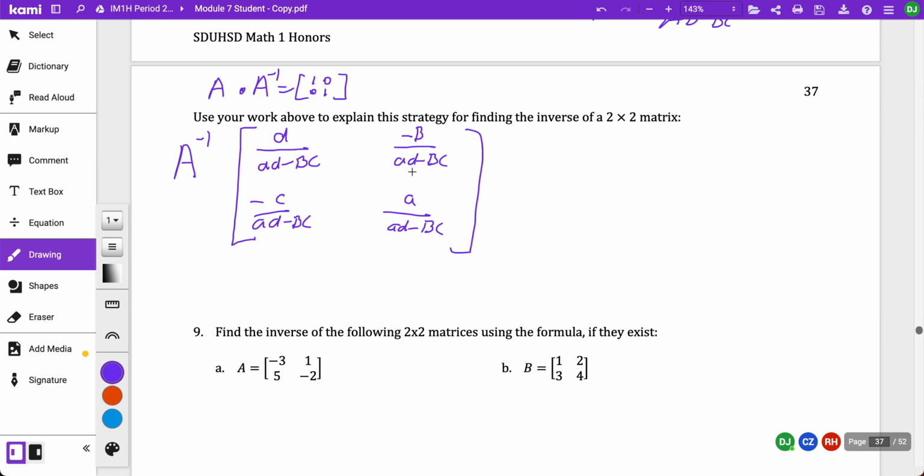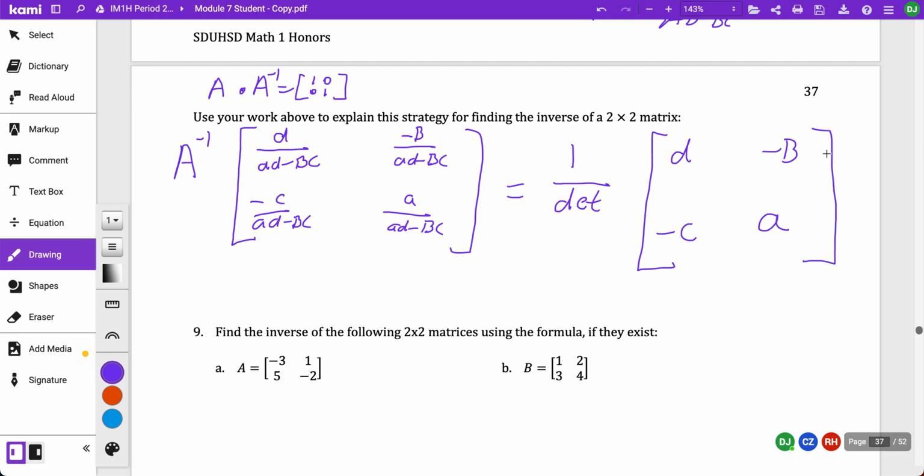Once again, what is AD minus BC? That is the determinant. So to find the multiplicative inverse, what you are going to do is take 1 all over the determinant, so I'm just factoring it out. And if I factor that out, you would be left with D, negative B, negative C, and A.